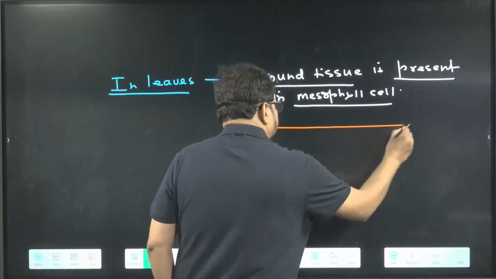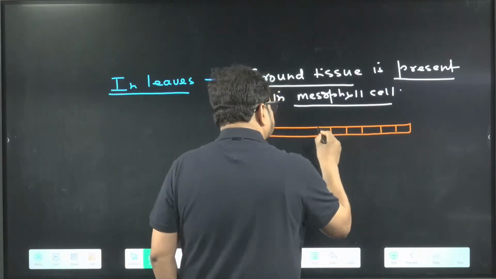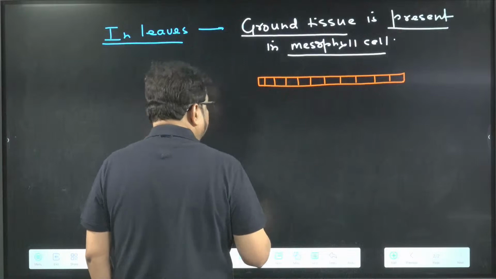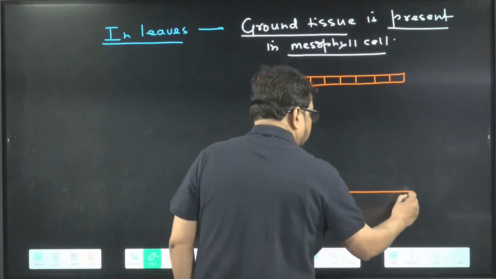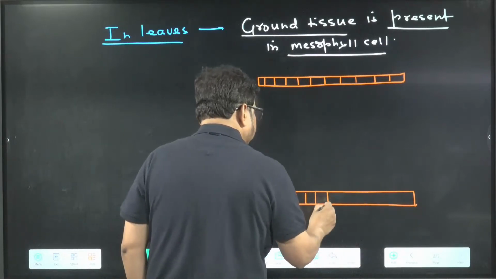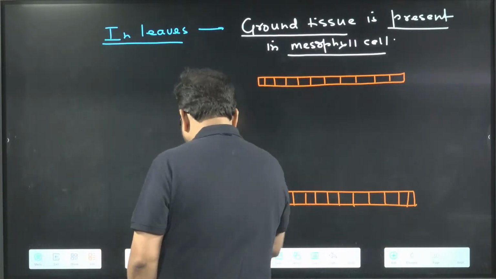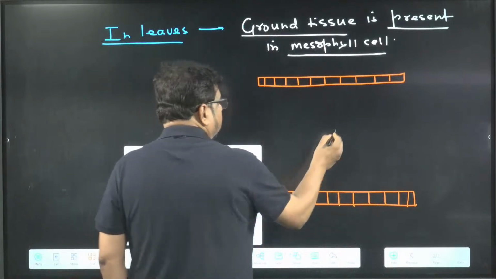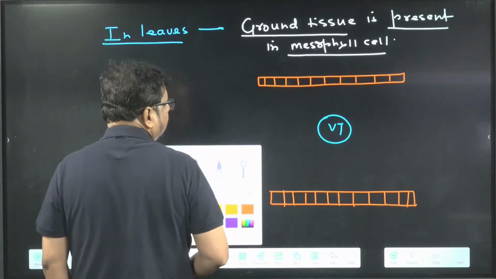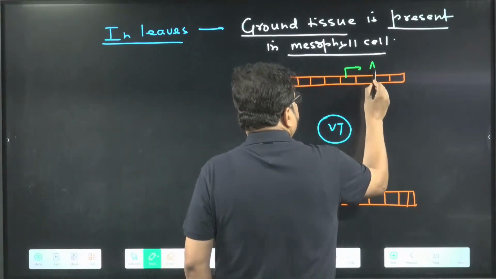Have a look. Suppose that this is the adaxial epidermis of leaf. This is the adaxial epidermis of leaf, and assume this is which one? Abaxial epidermis. It is abaxial epidermis. And later on, who is this? Suppose that it is vascular tissue. So here it is adaxial epidermis.